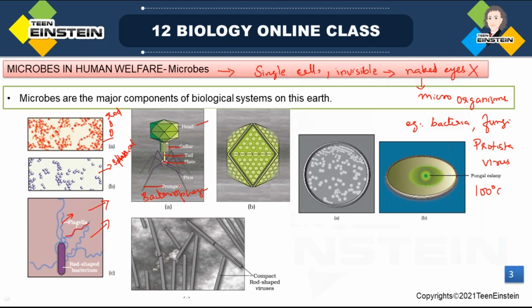Then here you can see adenovirus. This is the adenovirus which is causing respiratory infections. Then here, this is TMV, tobacco mosaic virus, which is rod shaped. And this is under high magnification. You can see the compact rod-shaped viruses, TMV, tobacco mosaic virus.